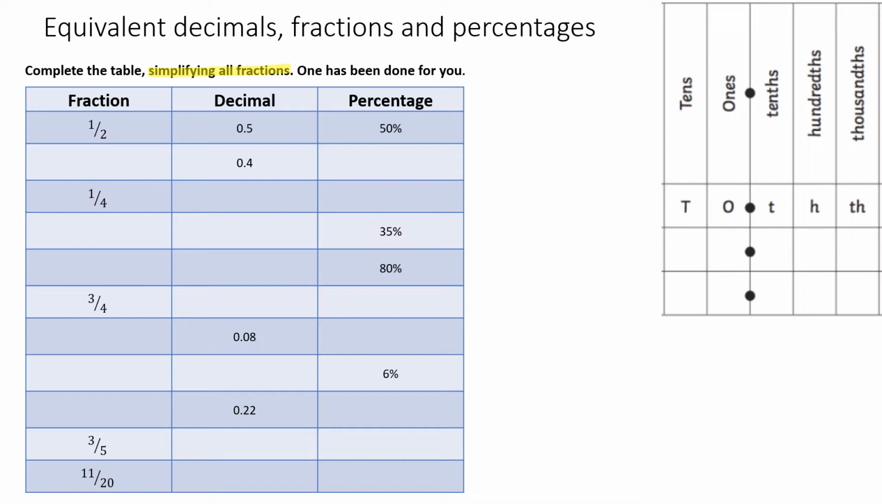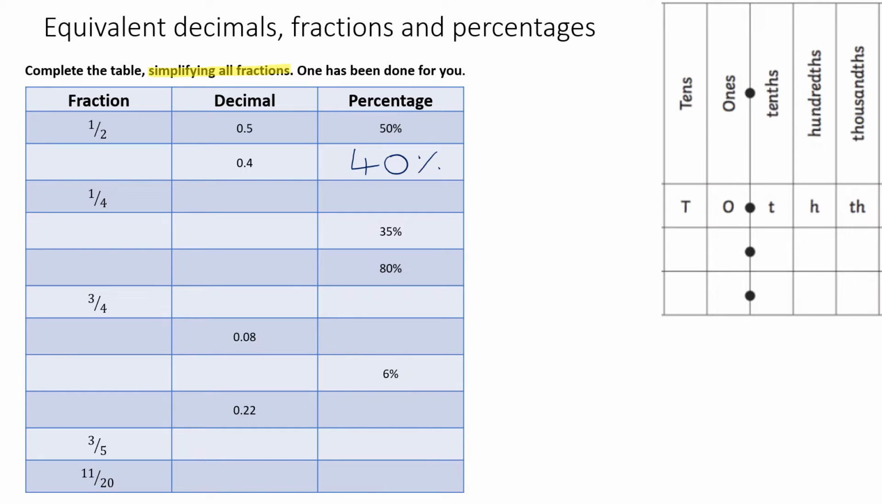If you have not done that, why don't you pause the video again, give it a go, and then play the video afterwards and see how you did. So 1/2 is 0.5 as a decimal, which is 50%. To go from a decimal to a percentage, you times by 100. So 0.4 multiplied by 100, 40%.